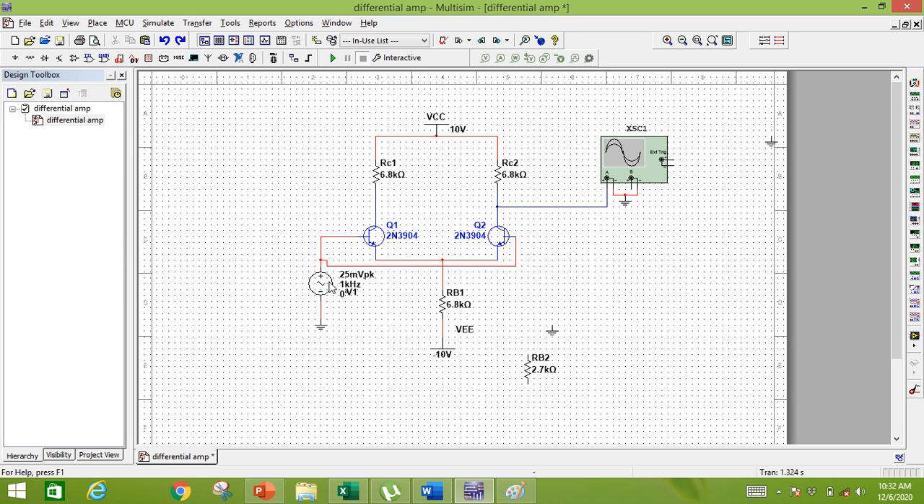We can use 25 millivolts, or the input voltage will get increased. That is not a problem. But in common mode our input value will be equal to (V1 + V2) / 2. We have the output and we have the input. So let's run this circuit.